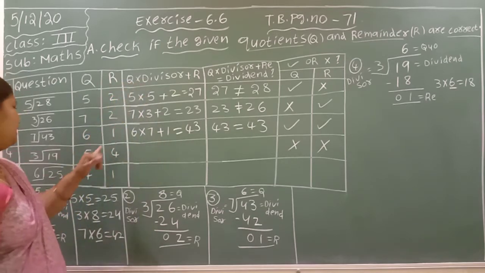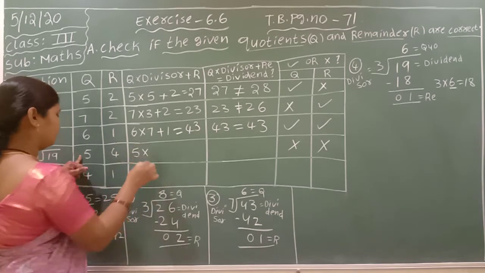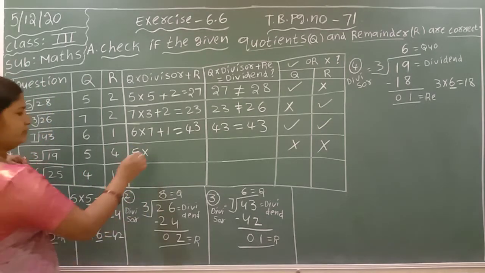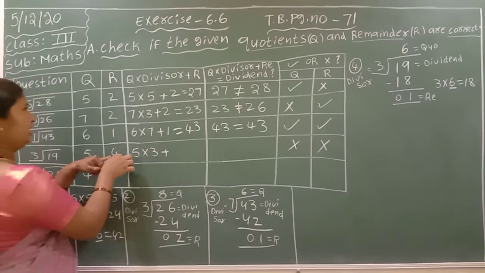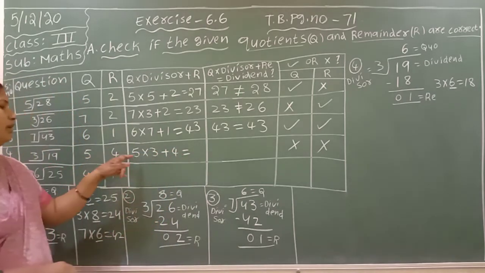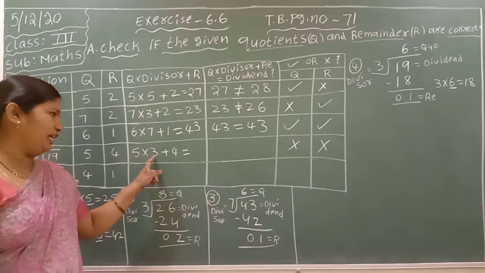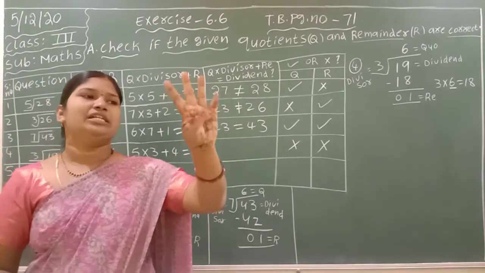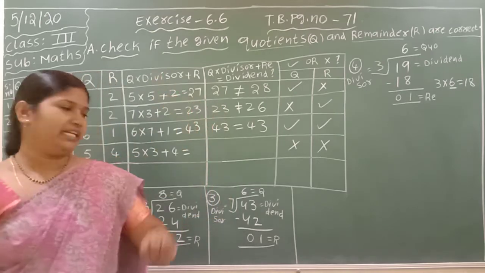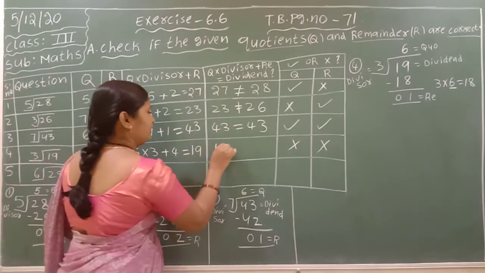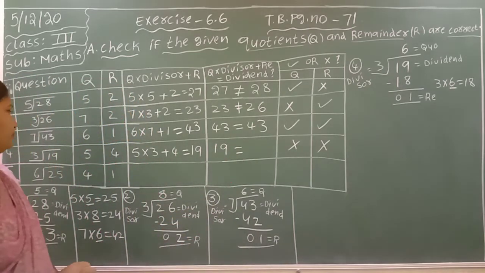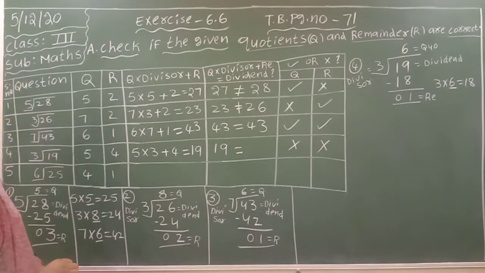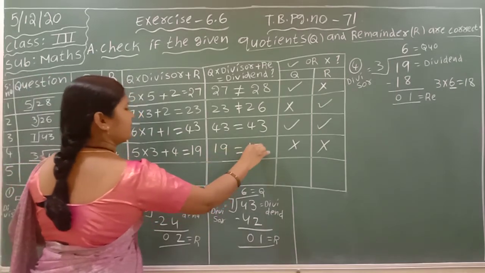Check this formula. Quotient, they given 5 into divisor, they given 3 plus remainder, they given 4 equal to 5 into 3. 5 is 15. 15 plus 4. 15 in the mind, take 4 fingers. 15 after 16, 17, 18, 19. 19 equal to. Okay, what did they given? They given 19, and in our question also 19. The both numbers are same.